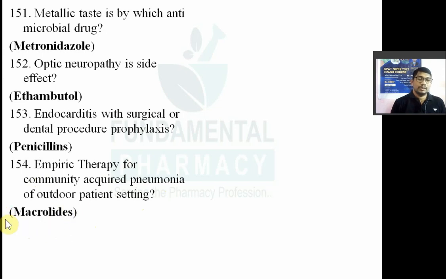Macro means big, lides means lactone ring. So which category has a very big lactone ring? Macrolides. Which drugs come in this category of antibiotics? Macrolides include azithromycin, roxithromycin, clarithromycin, erythromycin. Erythromycin, roxithromycin, clarithromycin are the drugs which belong to the macrolide category. Erythromycin comes first, then azithromycin, roxithromycin, clarithromycin. All are known as macrolides.